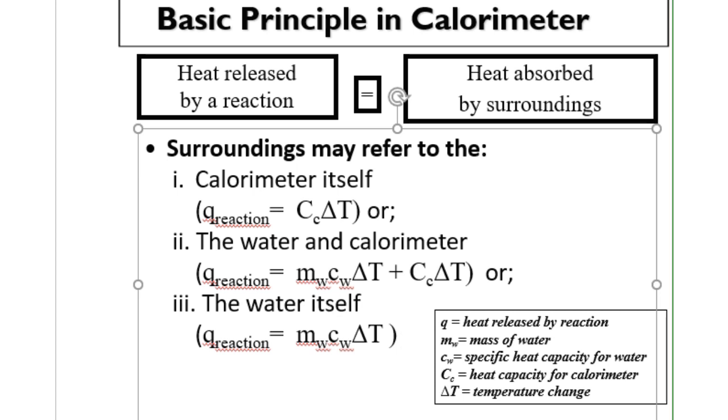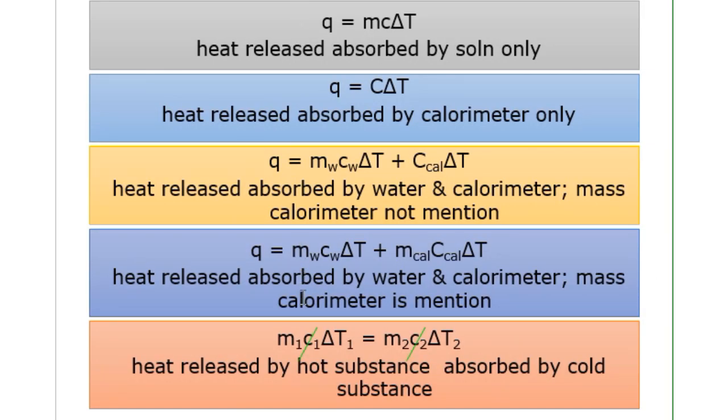The formula can be changed like this depending on the situation. These are the possibilities of the formula, depending on the question: heat absorbed by the solution, heat absorbed by the calorimeter, or heat absorbed by the water and the calorimeter, if the mass of the calorimeter is given and the heat capacity of the calorimeter is given. Another one: if we want to compare the heat released by a hot substance and the heat absorbed by a cold substance, we use mc delta T equals mc delta T. Over here, I want to emphasize that you must understand the question first, and then check the information given by the question, which can help you solve the problem.